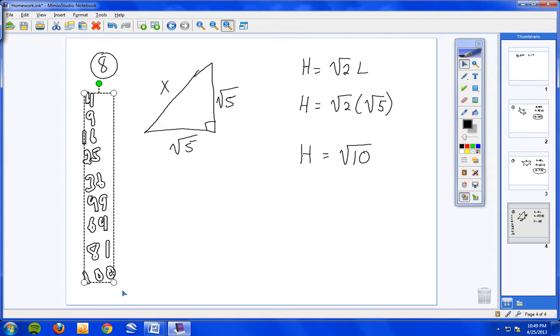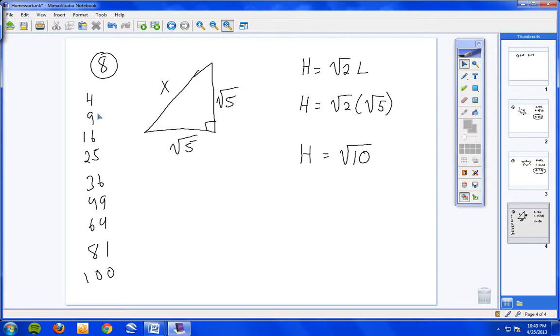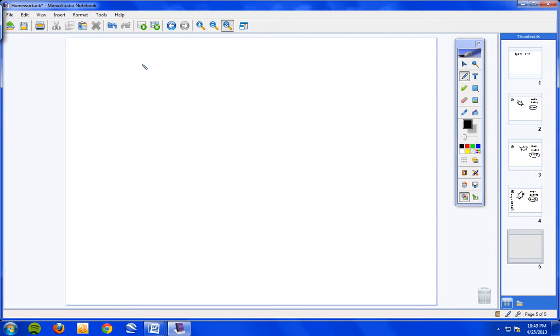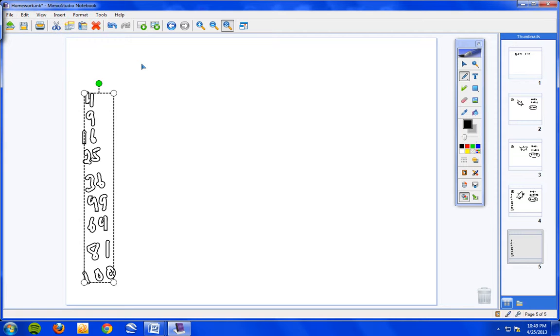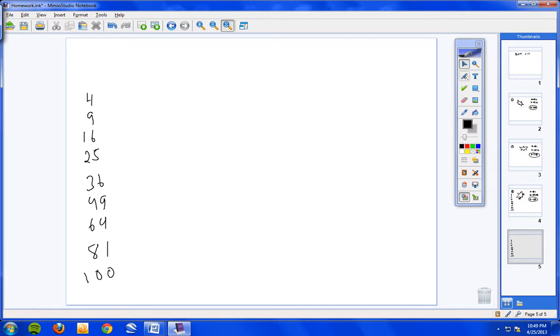None of these numbers in your perfect squares list will divide into 10 evenly. So you cannot simplify this radical, so you're done. All right, moving on to number 9.